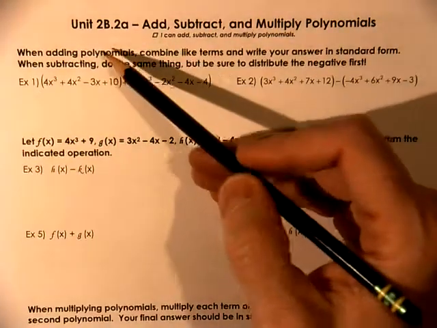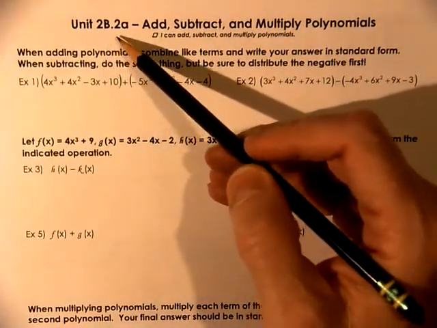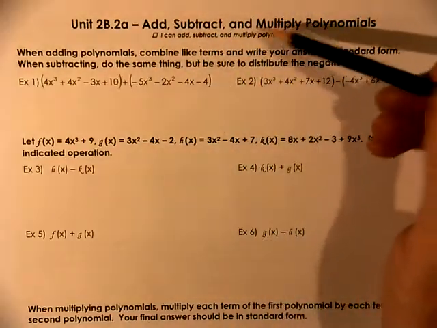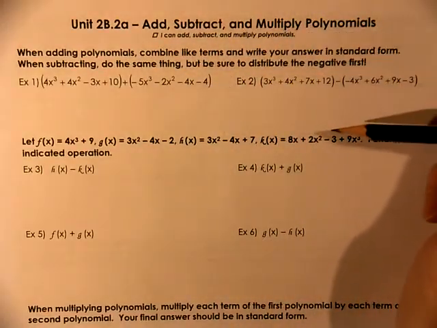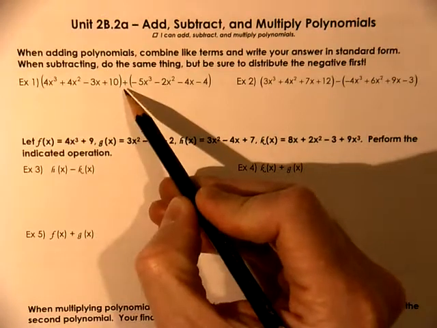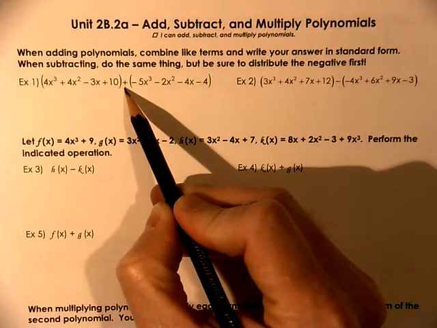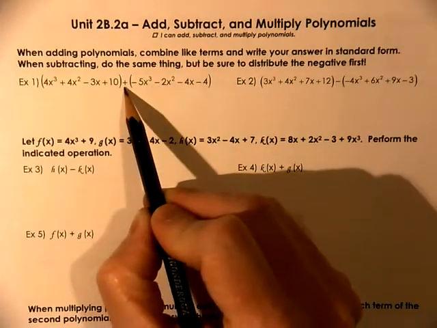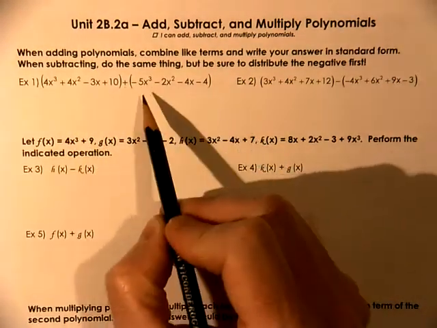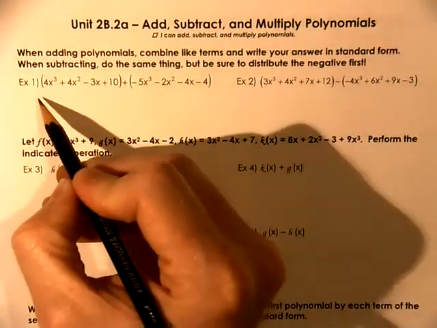This is Algebra 2 with Trig, working on Unit 2B.2a. We're adding and subtracting and also multiplying polynomials. So here we're starting with two polynomials that are being added together. One way to do it, when you're adding, you don't really need the parentheses. So you're grouping like terms together.